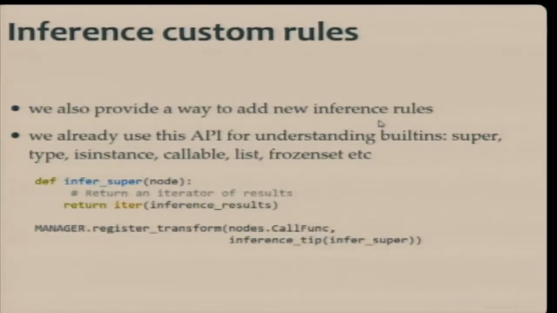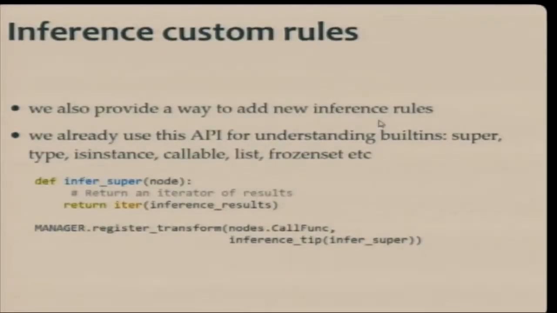The same thing can be used for inference rules, because at some point you really want to have different inference semantics than what Python offers you. So using the same API, you can provide a custom inference rule for, I don't know, you want to infer list comprehensions differently, or you want to infer function calls differently. So you're using this inference rule, and you're basically changing the semantics of Python in your AST.